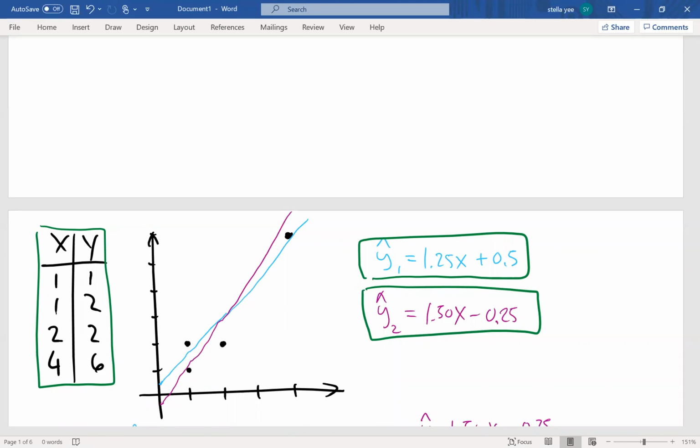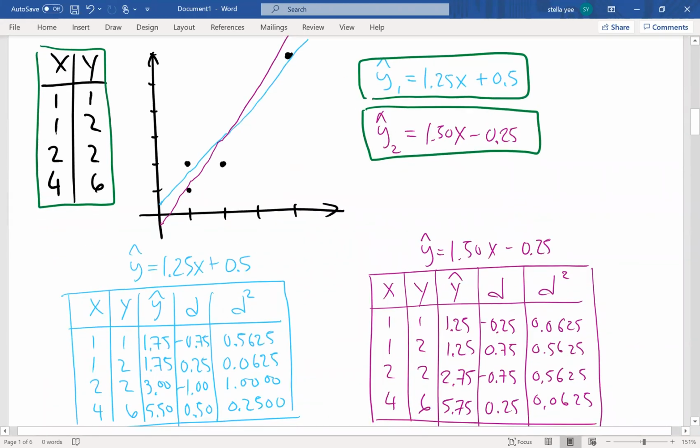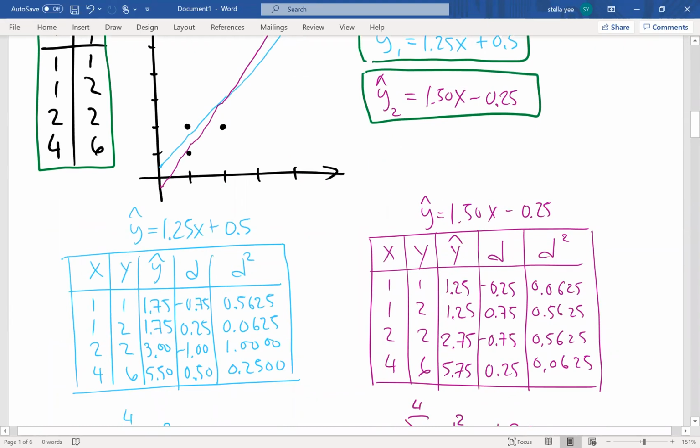So here's how I'm going to compute it. Okay. I know it looks like a lot, but we won't usually have to do this by hand. This is just to illustrate how to compare better approximation of lines. Okay, so let's look at the blue line first. So here are the x and y values.